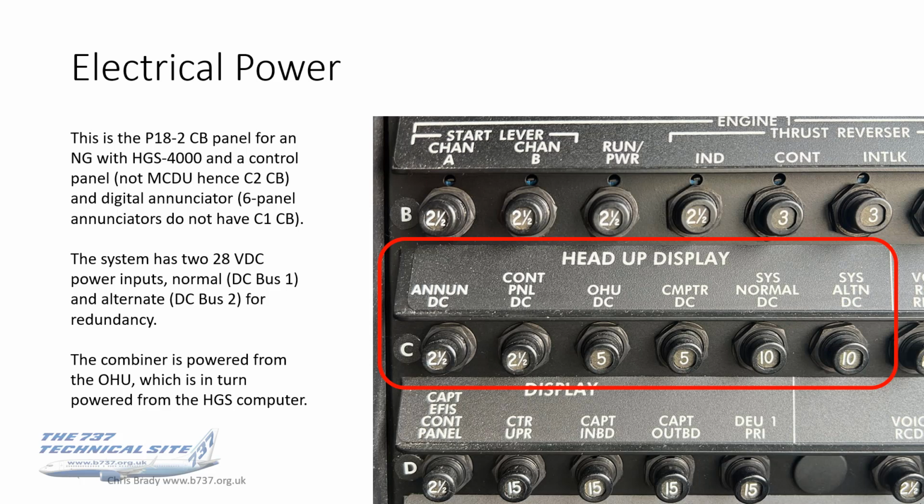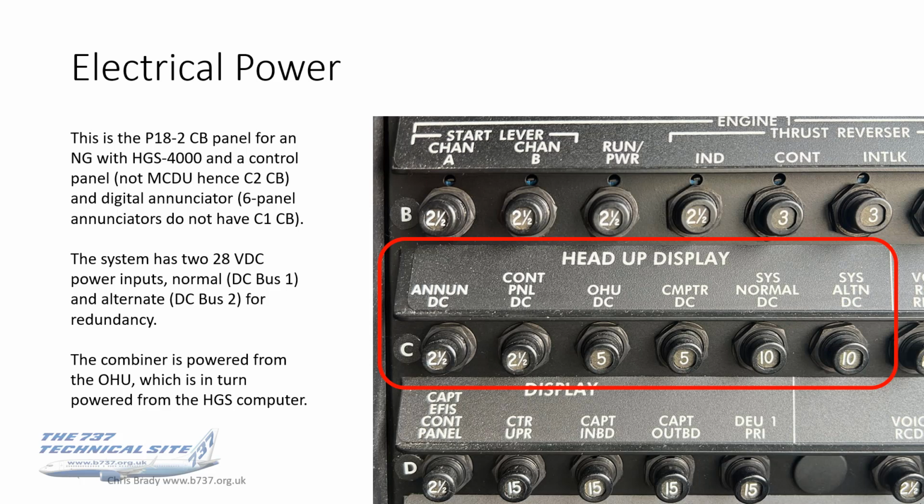Okay, what about electrical power? On the P18-2 circuit breaker panel, so that's just behind the captain's right shoulder. This is a photo of an NG with an HGS 4000 and a control panel, and not a McDo, so that's why it's got a control panel circuit breaker at position C2. And it's got a digital annunciator, hence the circuit breaker at C1.